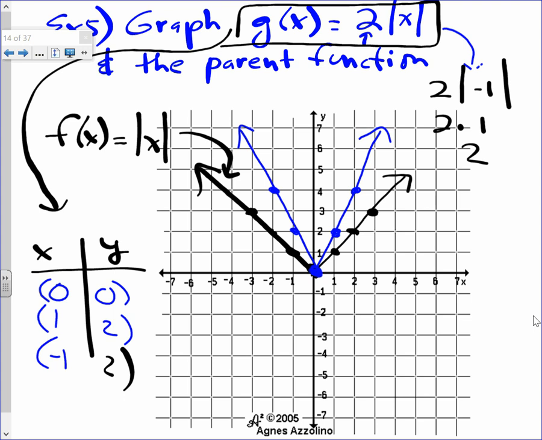But the point right now for vertical stretches and vertical shrinks is that you want to make a small table of values just to get an idea of how much it's stretching and how much it's shrinking. So it's a little different than the slides, the shifts, like we did yesterday. You want to make a small table of values. All right. That's example 5.